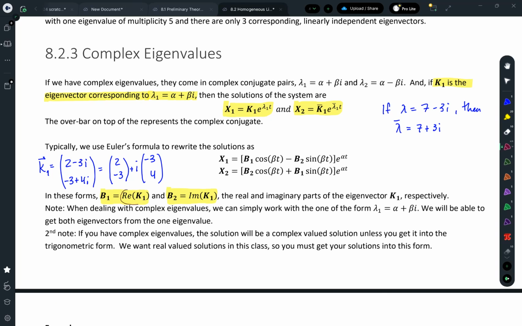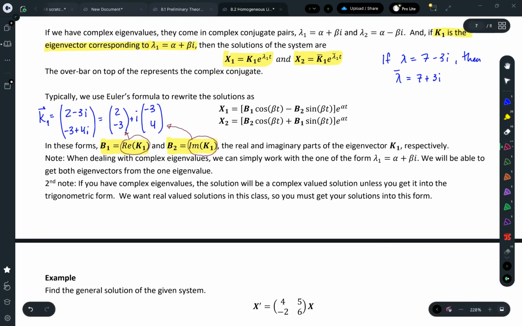So the real part of K1 is going to be that vector right there. The negative 3, 4, since it is with the i, it's the negative 3, 4 that's going to be the imaginary part of K1. We don't bring the i with it. We just take the vector that was associated with i. Okay?